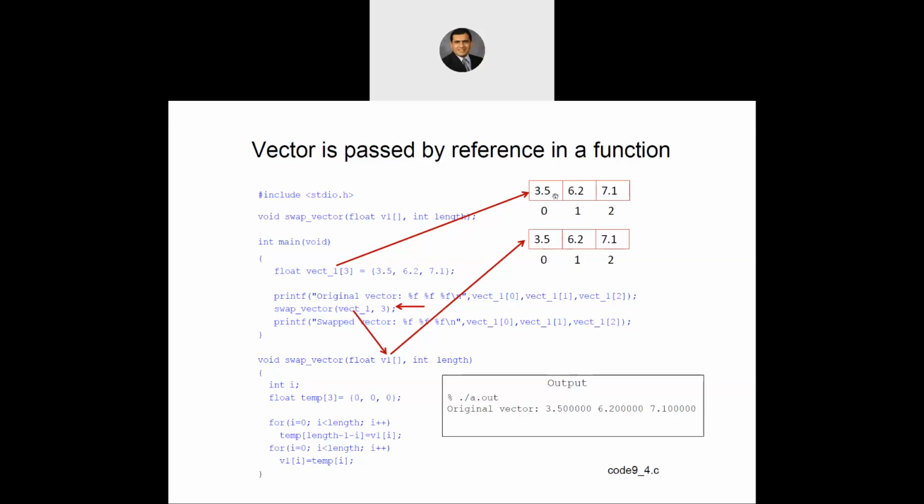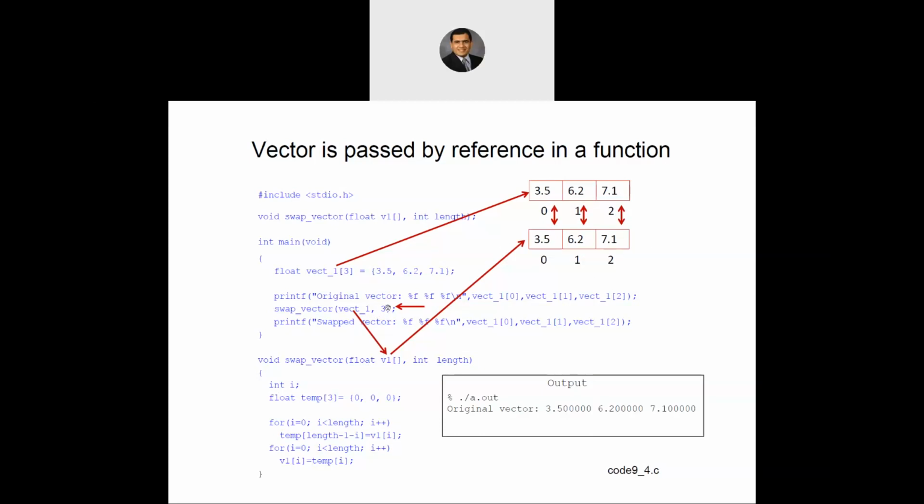That means all the subscripts of vect1 and v1 will be connected to each other. In other words, if you change this, this also changes. If you change this, this also changes. If you change this, this also changes. This is called by reference.